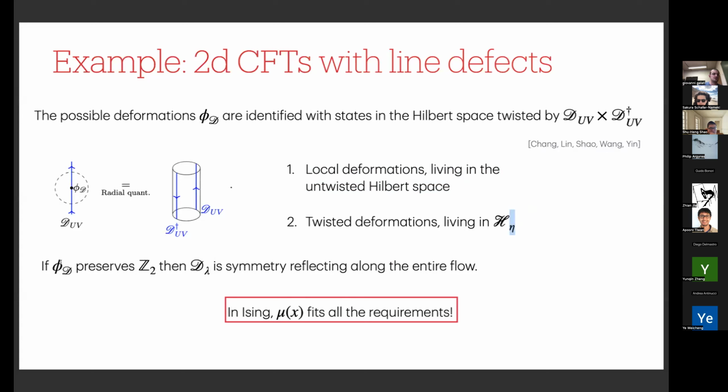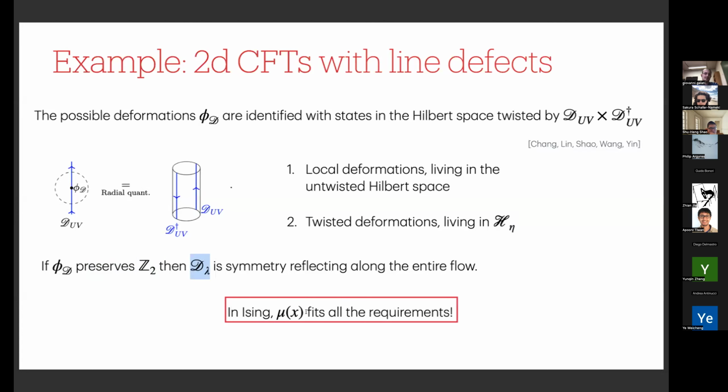So now the condition is just to find an operator living in the twisted Hilbert space of eta, which is Z2 symmetric. And if this operator exists, then we can construct the deformation, and of course it must be relevant, so with dimension less than 1. Then we will find a non-trivial defect RG flow, which we know must not be decoupled in the IR because of the symmetry reflecting nature of the line.